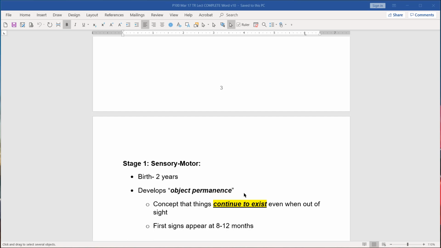It's during this stage that we first develop the milestone of object permanence. Object permanence I define as the concept that things continue to exist even when out of sight. Piaget argued that we show the first signs of object permanence somewhere around 8 to 12 months of life. Now, object permanence is a difficult concept for us adults to relate to because we've had object permanence for so long we take it for granted.